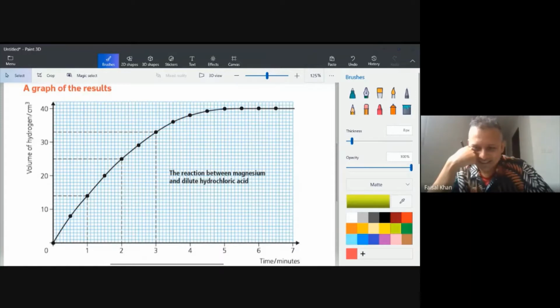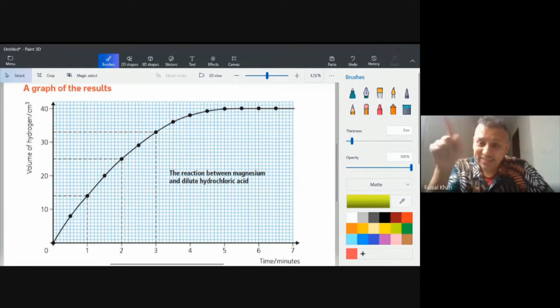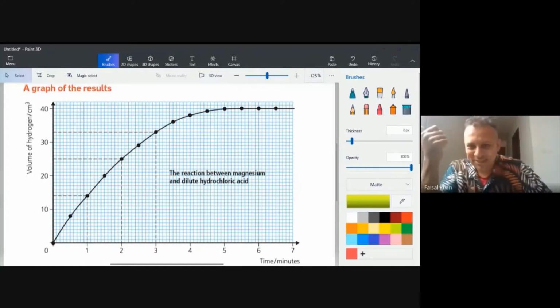Analyze the graph. Yeah, and here's a little insider tip. What did the exam board say we needed to do? Interpret the chart and graphs. So we've interpreted the chart already, you're happy with that. Now we're interpreting the graph. So it's good stuff, right, Mohammed? Yes. Good stuff, Hamza. Yes, sir. Good.